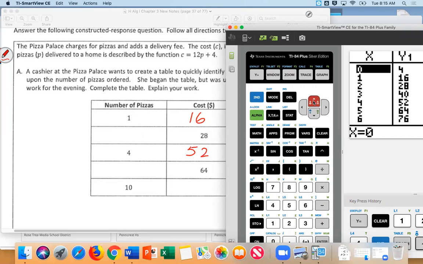Like any number on it. So notice we have 1 and 16, which corresponded to the point 1 and 16. 4 and 52. See 4 and 52? Can you fill in like this one, or maybe this one, or this one? 2 corresponds with what? 28. 2 and 28. Very good. So instead of looking at the X column, well, now Andrew looked at the Y column.